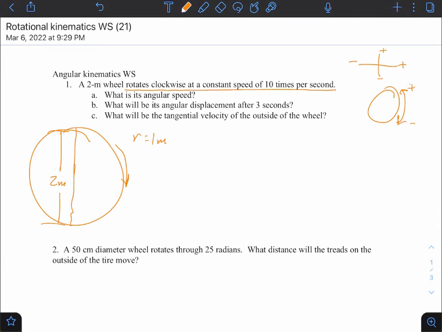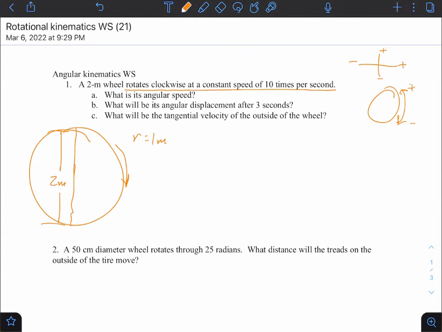You can switch them. You can call left positive and right negative, but it's going against convention, and I'm going to be sticking with convention so that you can follow me and hopefully I'll feel a little more consistent to you. But we have a speed of 10 times per second. So it's going around 10 times per second.